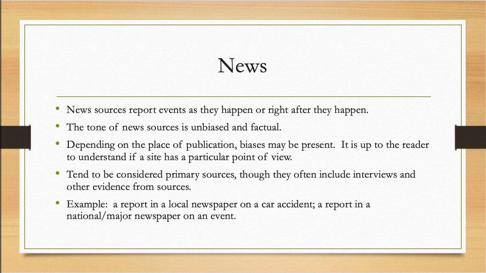News sources report evidence as they happen, ideally via reporters on the scene. Well-trained journalists keep their articles fact-based and unbiased. Nevertheless, biases may be present, depending on the place of publication. It's up to you to think critically about news sources and understand that if that news source has a particular point of view, newspaper articles tend to be considered primary sources because they record the events as they're happening in time.